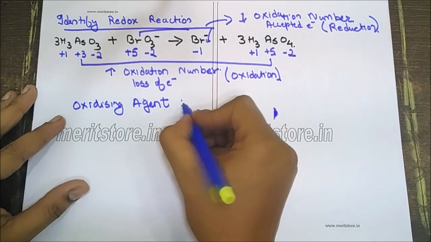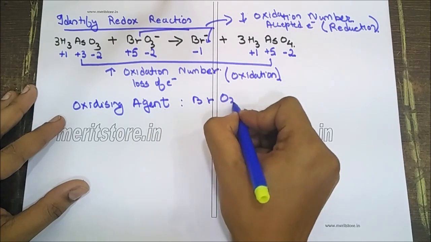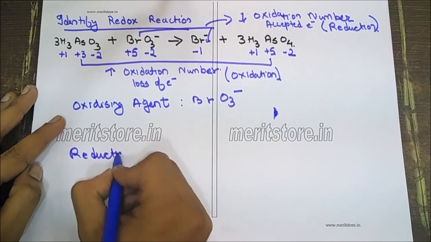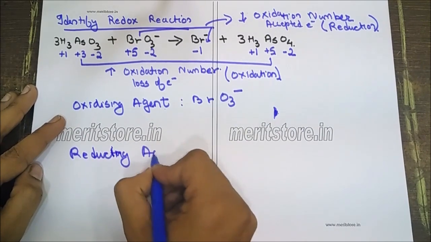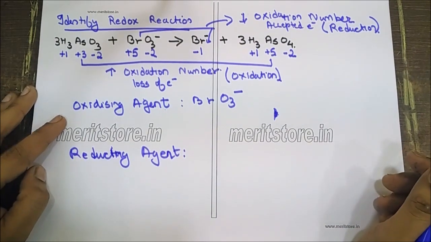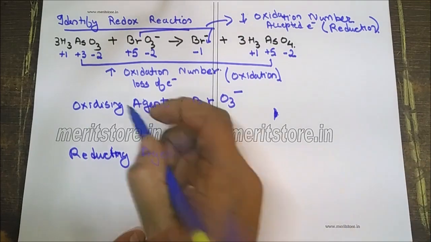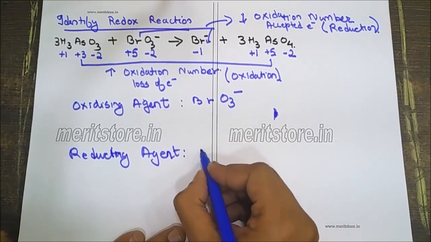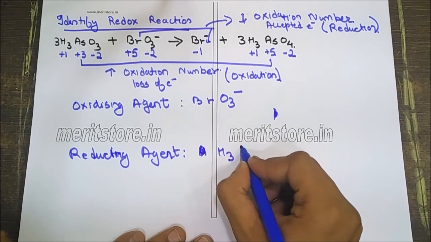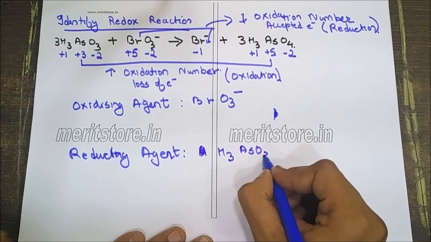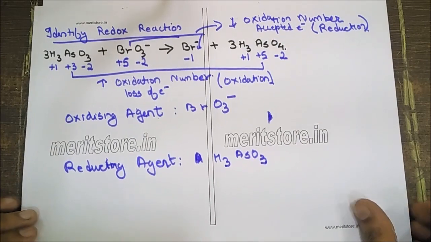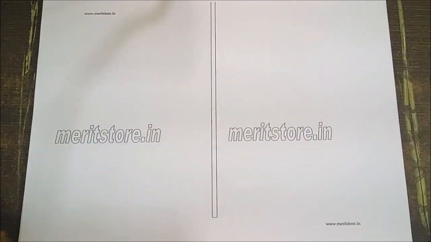So your oxidizing agent is BrO3-. Same way, your reducing agent. What is a reducing agent? A reducing agent causes the reduction of other substances and it itself undergoes oxidation. So your As has undergone oxidation. So your reducing agent is H3AsO3. Now same concept, we will go through one more example.